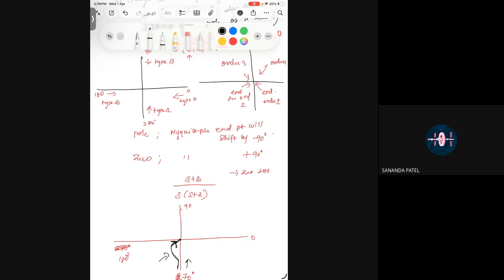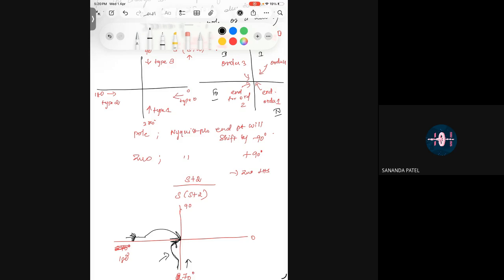So for a type 2 order 3 system, how will it be? For a type 2, from where will it start? Your Nyquist plot starts from 180 degrees on the left side. For order 3, where will it end? Which quadrant? If this is 1, 2, 3, and 4, it will end in the second quadrant. Something like this, your Nyquist plot will come. So your Nyquist plot arrow will be like this.